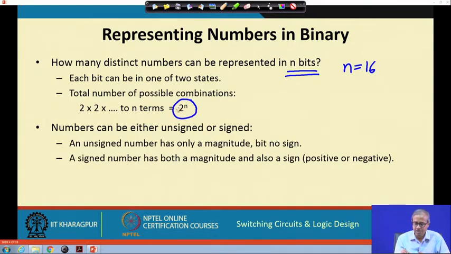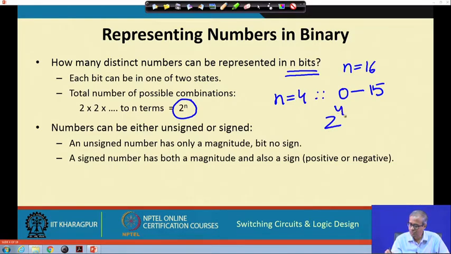This is the total distinct numbers you can represent. You recall for hexadecimal n equal to 4, you had numbers in the range of 0 to 15. So, how many numbers are possible? 2 to the power 4, which means 16. So, a total of 16 numbers could be represented. Here for n bits, I can represent a total of 2 to the power n numbers.